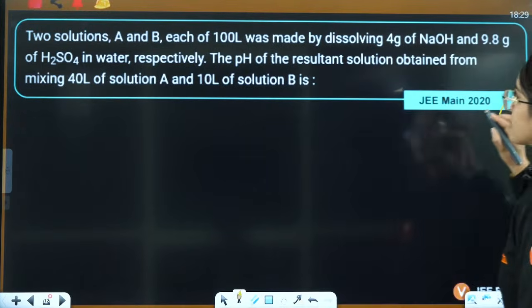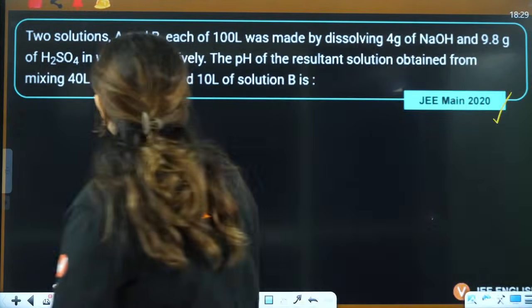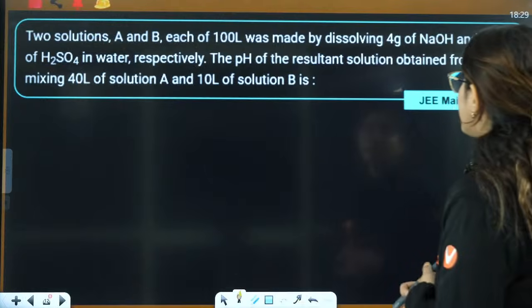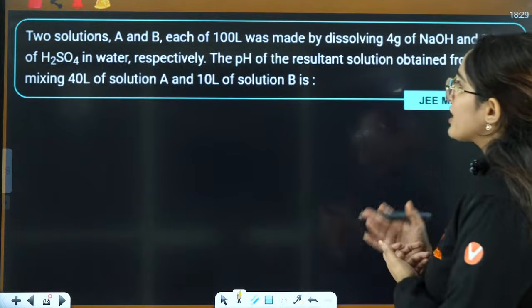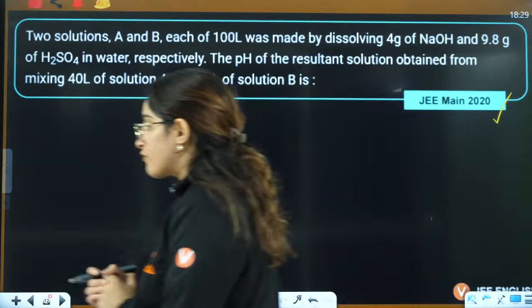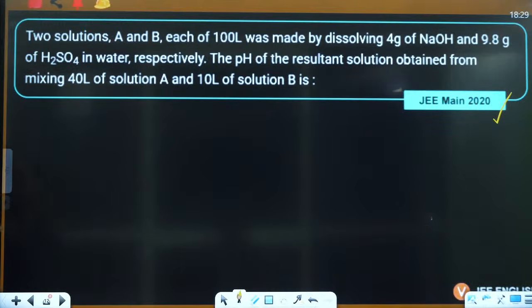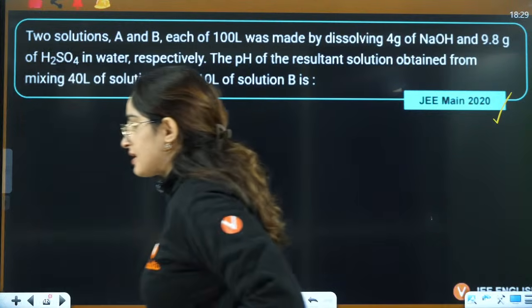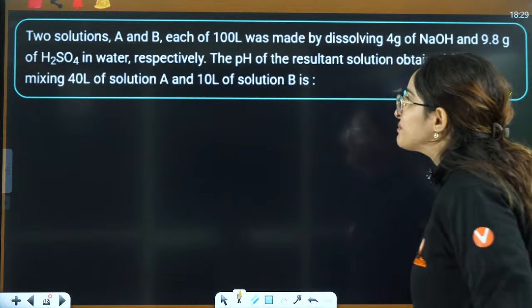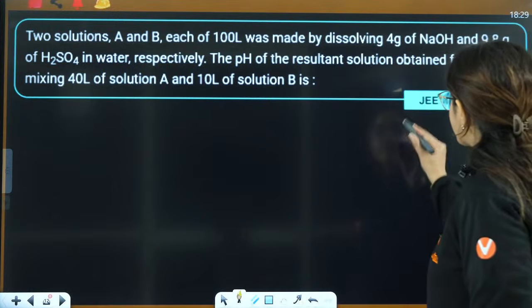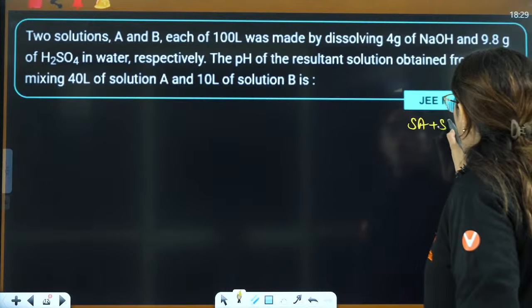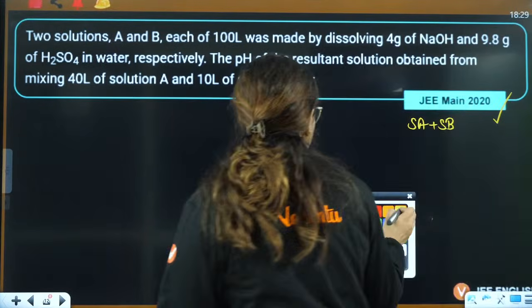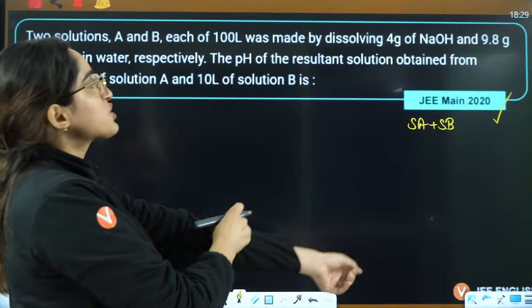Next question, again a JEE 2020 question. Two solutions A and B, each of 100 milliliters, were made by dissolving NaOH and H2SO4. Now, which case is this? Water dissociation is endothermic. You can take a bet here. This is the strong acid and strong base case, right? In this case, I'll firstly check which one is greater.